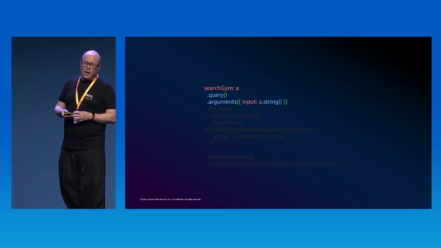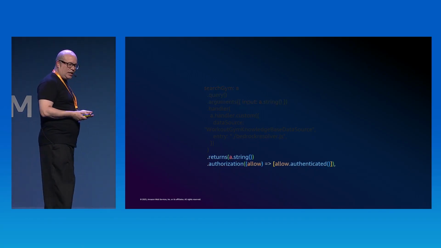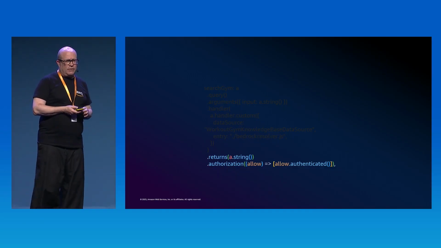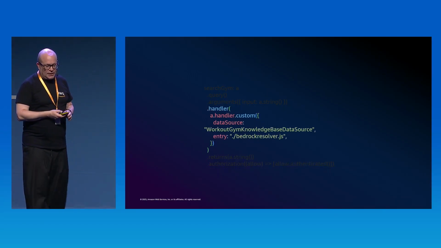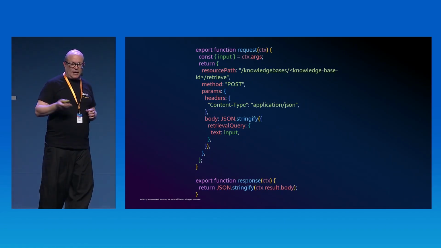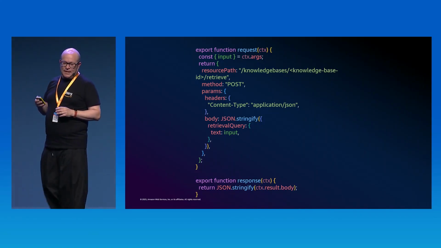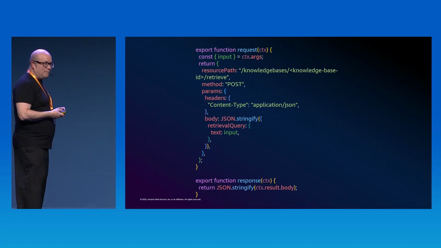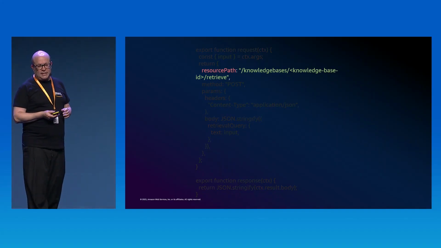We take the query from the prompt. We can manipulate it or check it if we want, and then we return a response. Again, we make sure that only people who are authorized can actually use this. Then here's the handler, and this is the code. We're using the standard Bedrock knowledge base API to post the inputs as JSON and then return the response back.